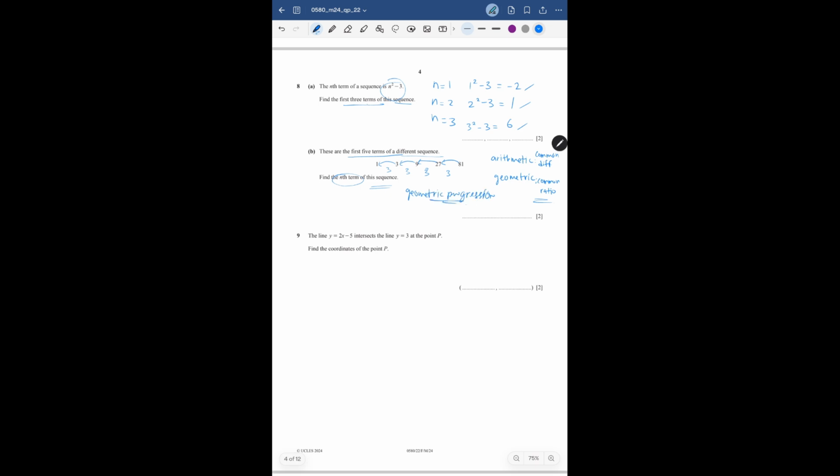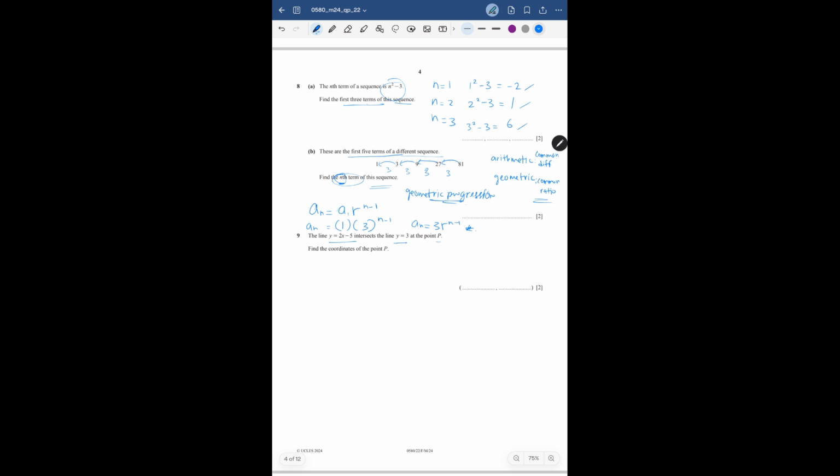The equation to find the nth term of a geometric progression is a_n equals a_1 times r^(n minus 1). a_1 is your first term, which is 1. r is the ratio, which is 3, and just leave it as n because they mentioned the nth term. They didn't mention a constant, so just leave it as n minus 1. So your nth term of this sequence is 3^(n minus 1). This is the answer.